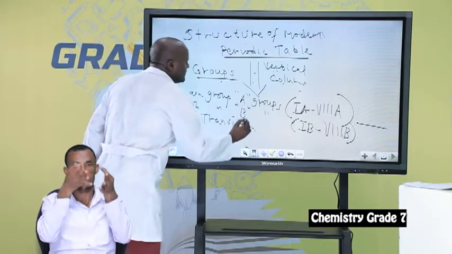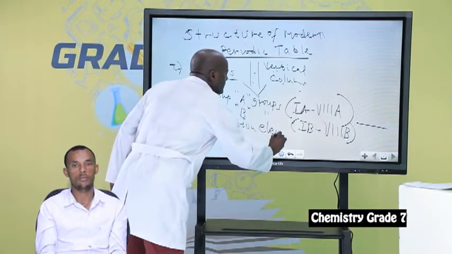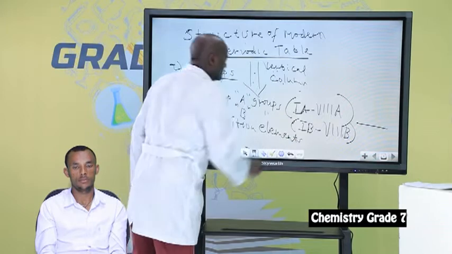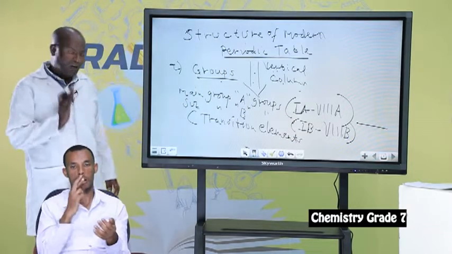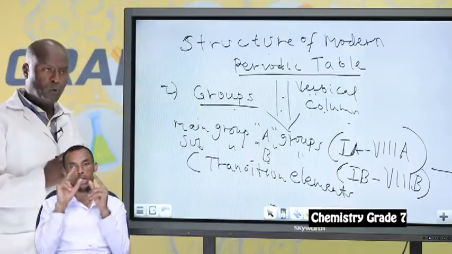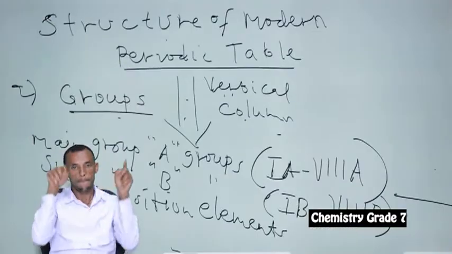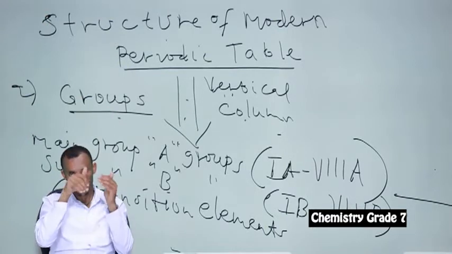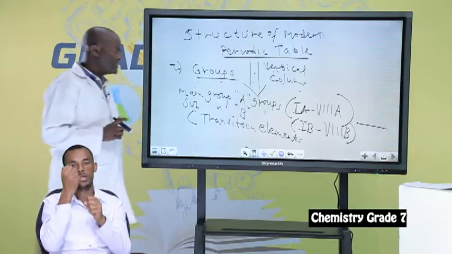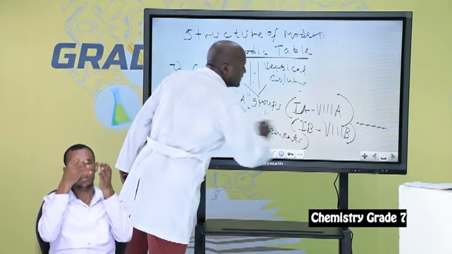Transition elements are found between group 2 and group 3, at the center of the periodic table. All transition elements are metals.